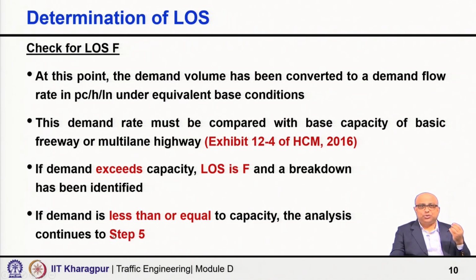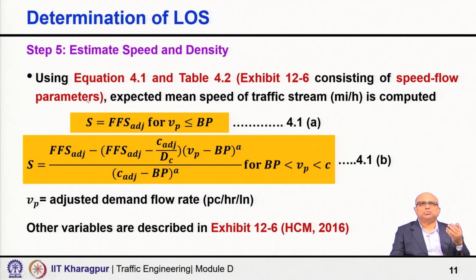If it is not so, if the demand is less than the capacity, then we have to go to the next step, which is step 5. Here, with known speed and the flow, we have to calculate the density.